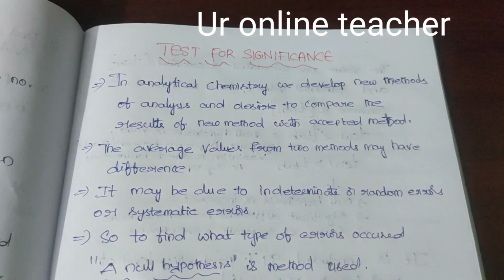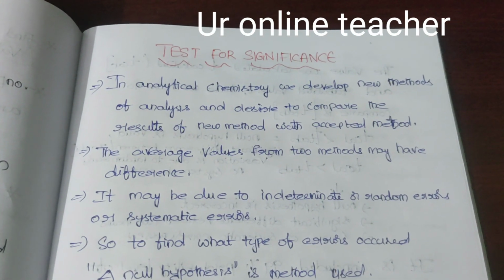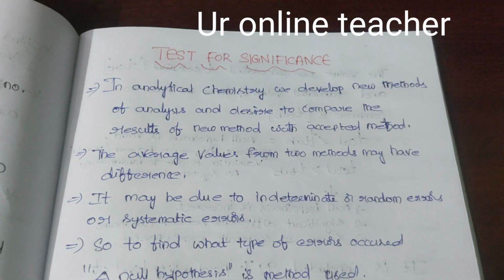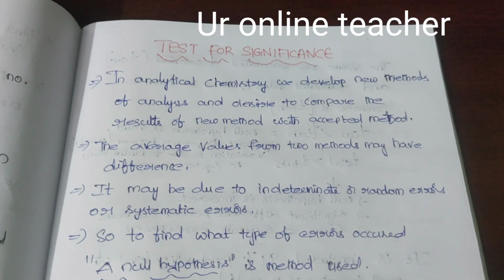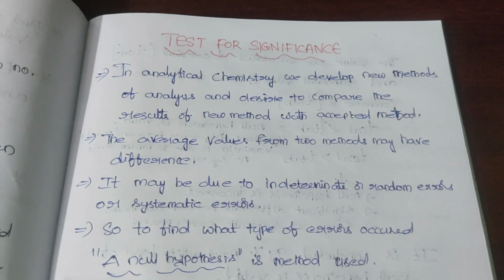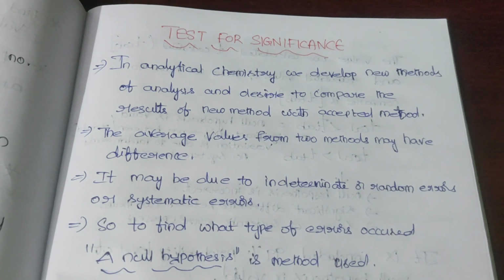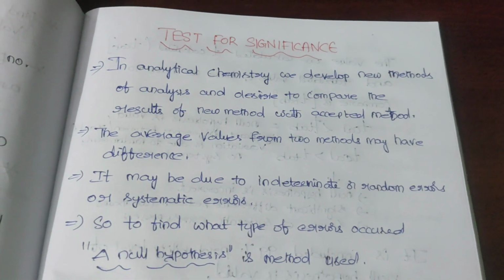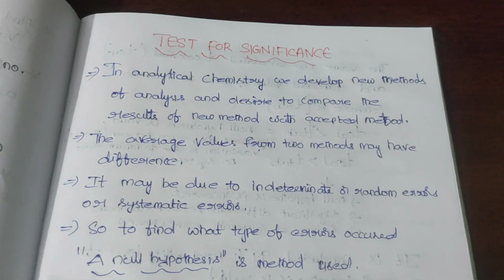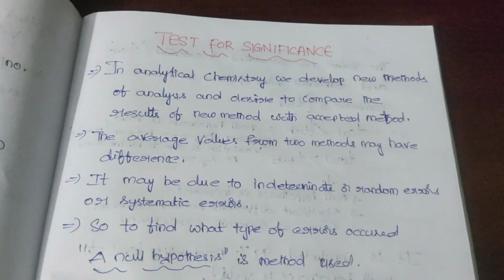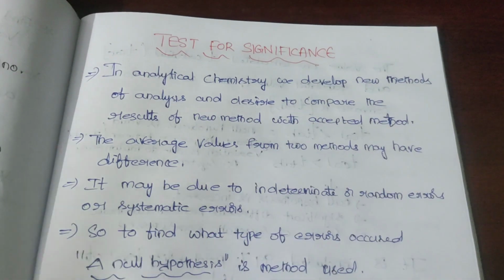In analytical chemistry we developed so many new methods of analysis and we have to know whether they are correct or not. So we desire to compare these results with the standard methods or accepted methods. So we want to compare these new methods with the accepted methods. So that is test for significance.